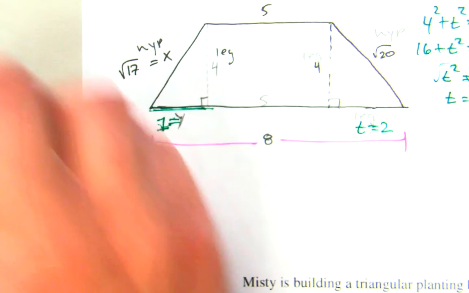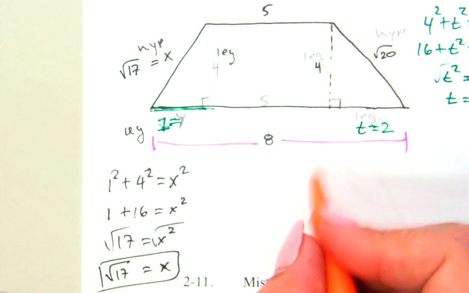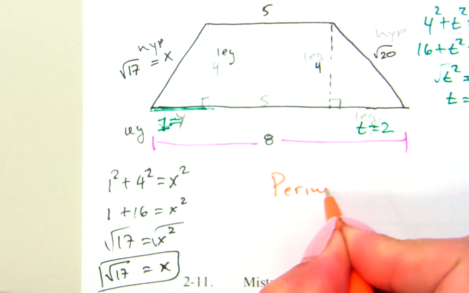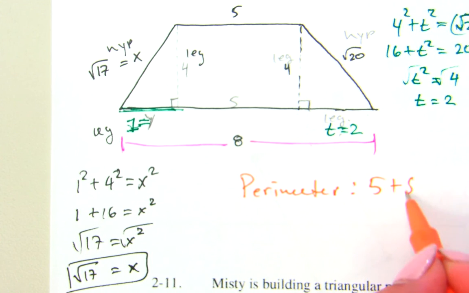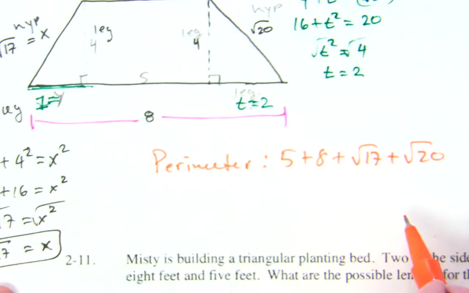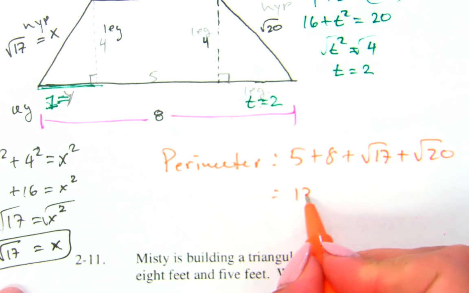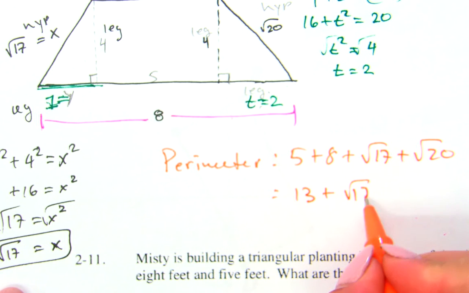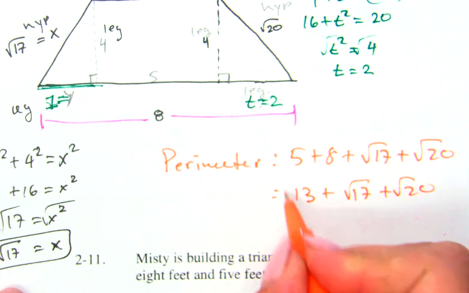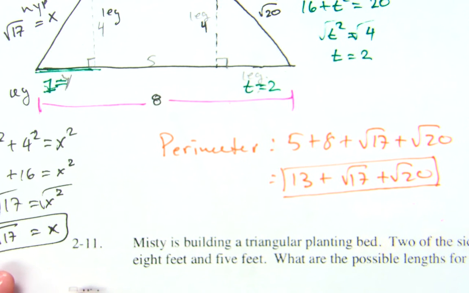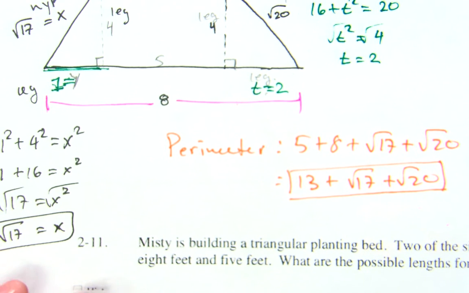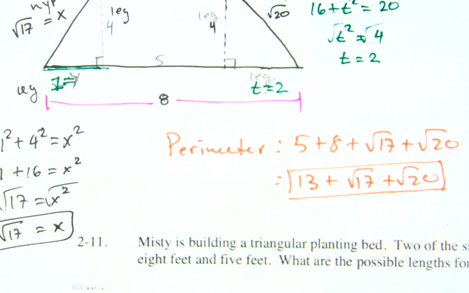So our perimeter, final answer should be add everything on the outside up. We have 5 plus 8 plus square root of 17 plus the square root of 20. All right, so that stays as 13 plus square root of 17 plus square root of 20. Done. And if you're wondering why I'm not putting 17 and 20 together, it is because it is not allowed. It is illegal to put those two things together since they are not the same. Okay, those are two completely unlike terms.